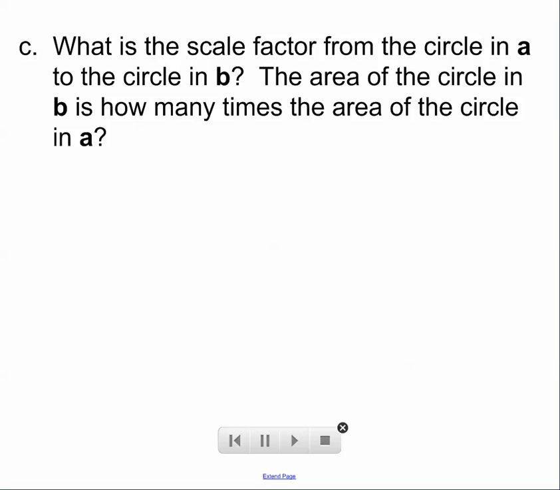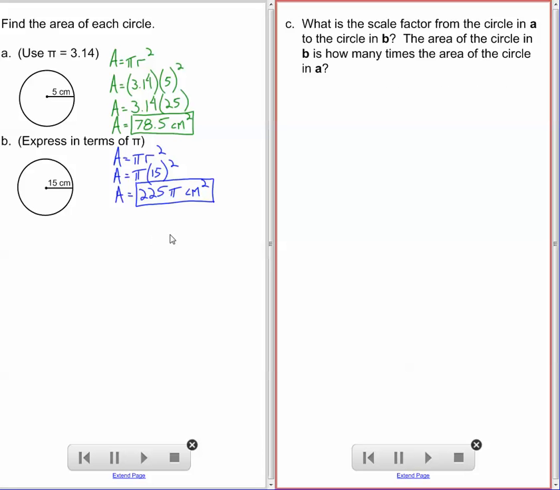What is the scale factor from the circle in A to the circle in B? The area of the circle in B is how many times the area of circle in A. Okay, so let's look at both screens here at the same time. The scale factor. Okay, we started with a radius of 5. It got bigger to 15, so 5 times 3 is 15, so the scale factor is 3.